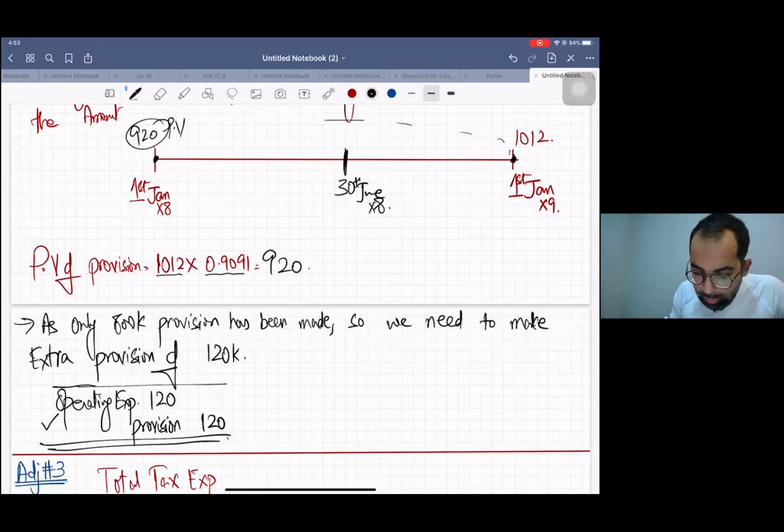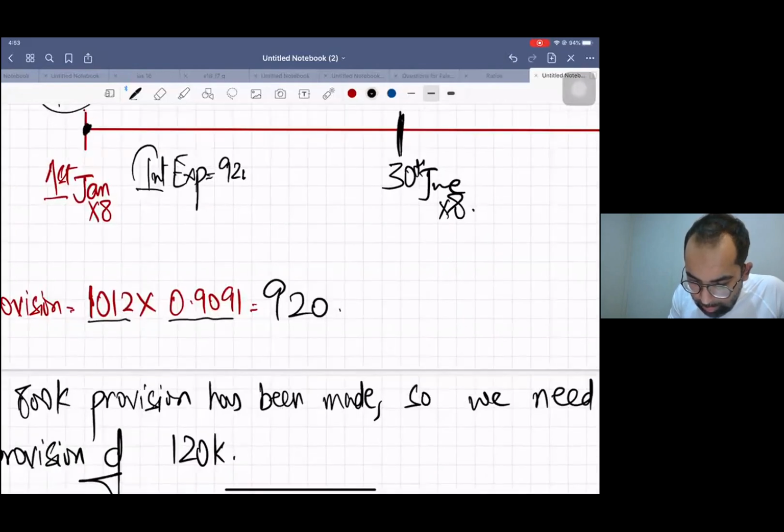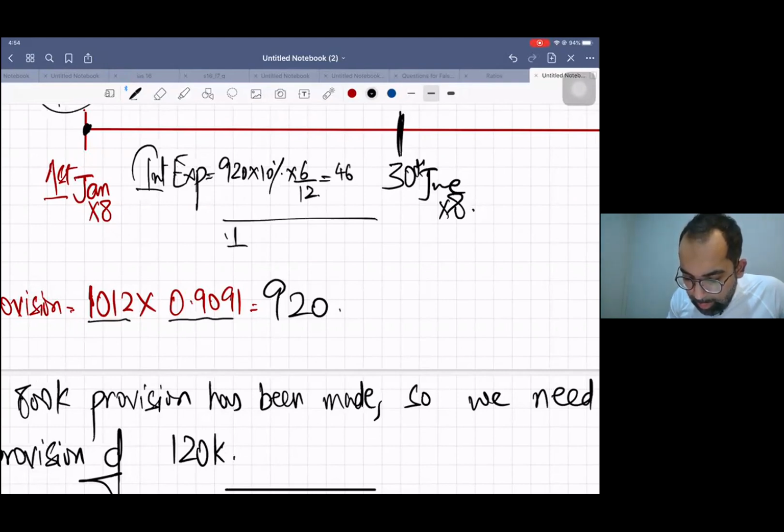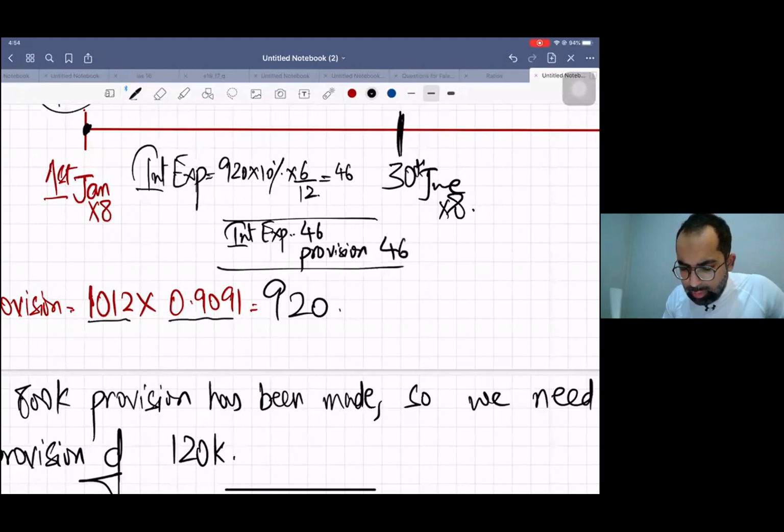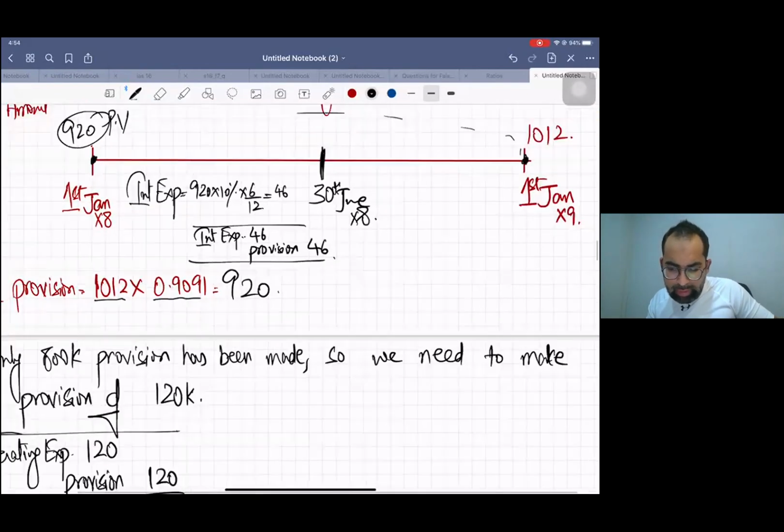So what will be the unwinding amount? Interest expense is equal to 920 times 10% times 6 upon 12. I think it's 46. So the entry will be debit interest expense 46 and credit provision. Entry is not needed, but I'm just making it 46. So the adjustment is done.